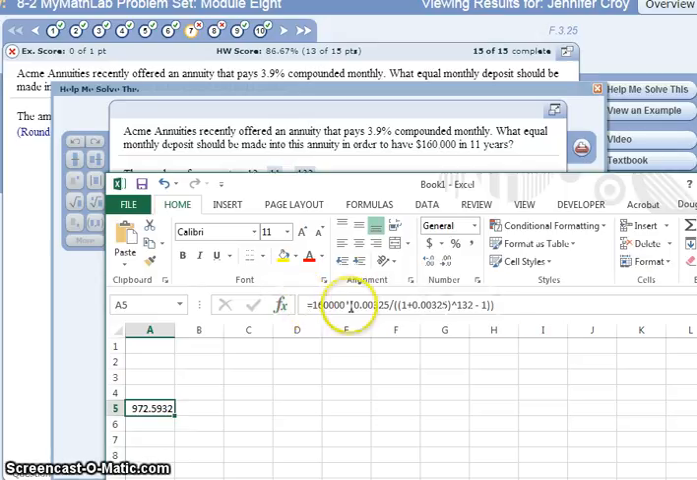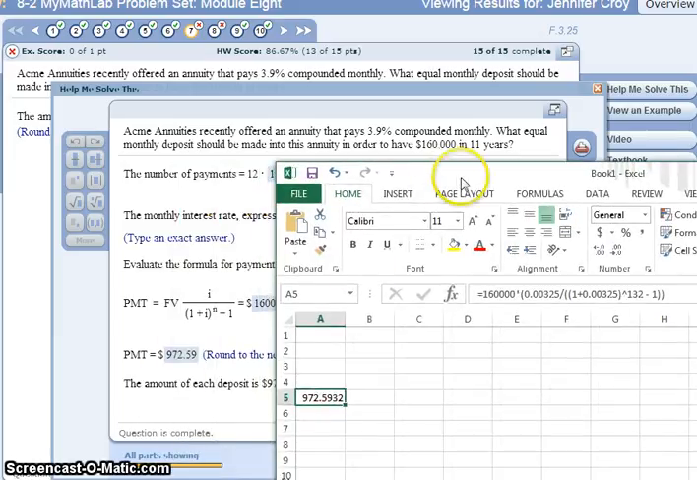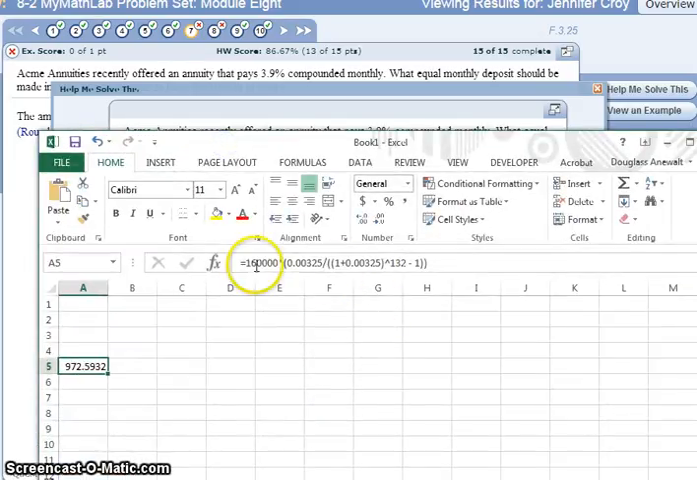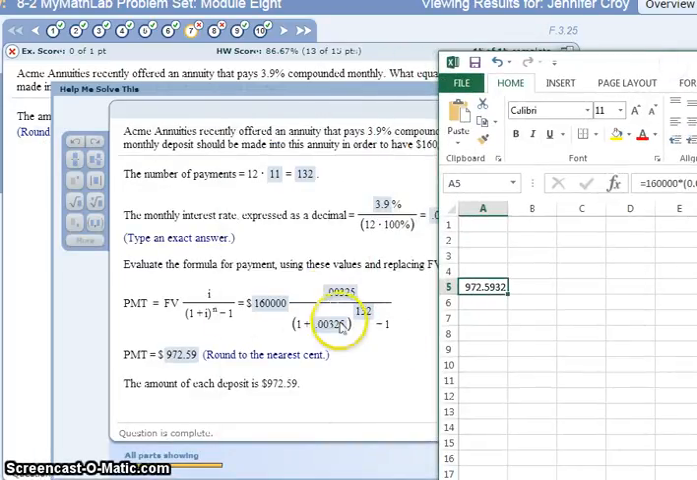And so I've typed in the formula into Excel, and you get $972.59 when you round to the nearest cent. Now the important thing here is to make sure your calculator is doing the math correctly, and you have to control that with parentheses. You want to make sure this is calculated correctly, and a different way you could do that is to break it up into little pieces to make sure you have the parentheses right.